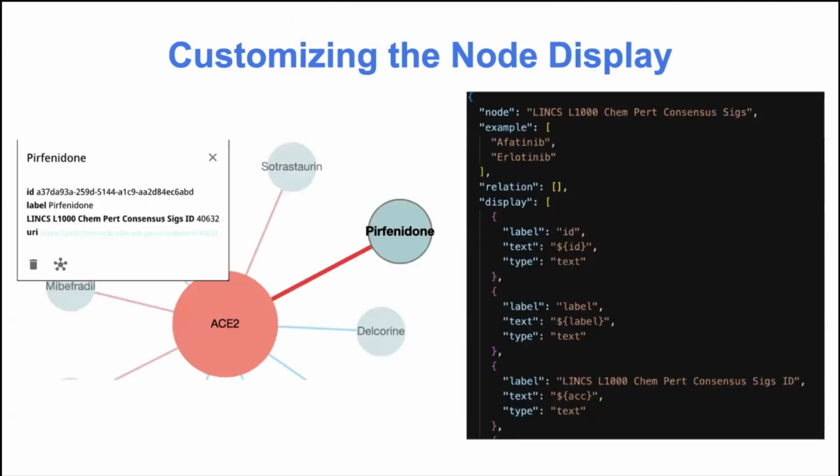Next, we also have tooltips that I've shown, and you can customize what's displayed in the tooltip using this display thing. So just say the label, this is the label, and then the text is what property you're pulling that data label from, and then the type. So it can be a text, a numerical figure, or something.